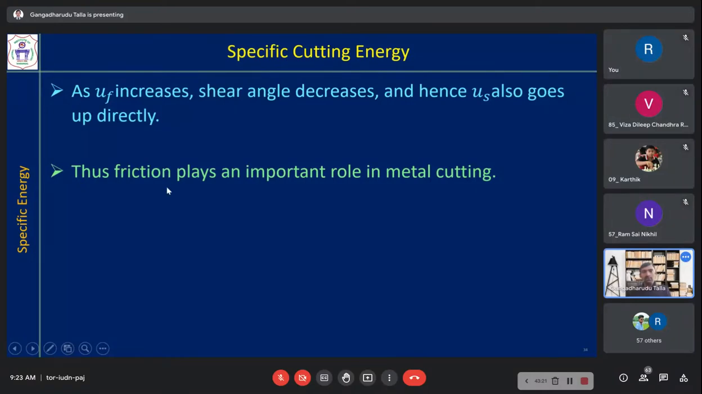Now, friction plays an important role in metal cutting. We all know that, because during the machining process there should be some friction, otherwise there will not be any machining at all. Understand? This cutting tool will just slip off from that region.